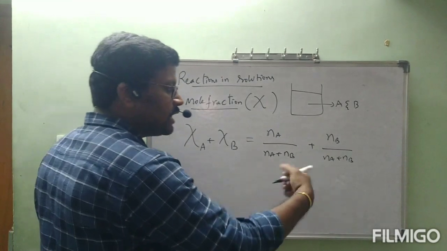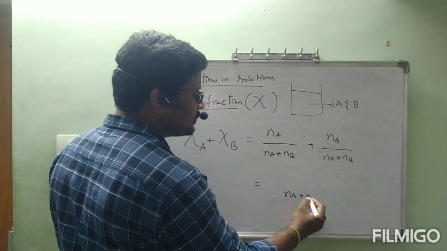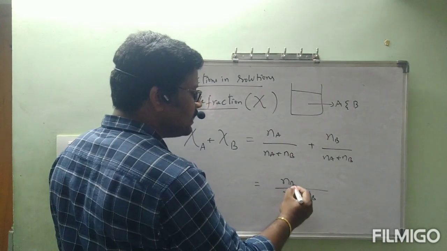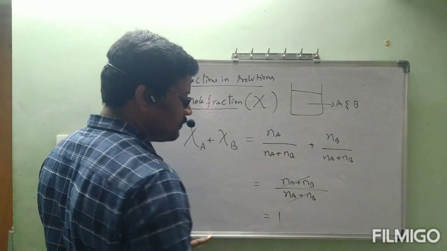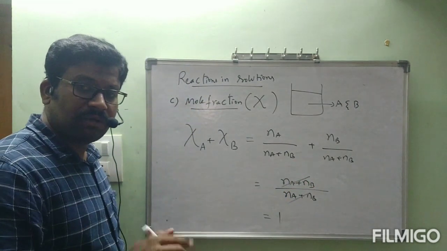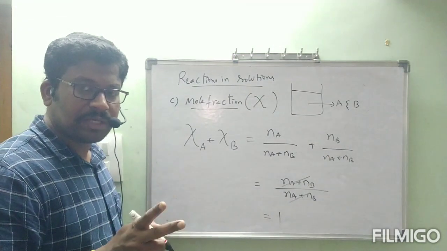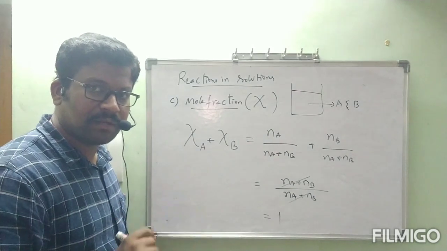Now, in the denominator both are the same, so the common denominator is Na plus Nb, and the numerator also gets added. Na plus Nb over Na plus Nb, both are the same, cancel, is equal to 1. So in a solution, if you have two components, the sum of the mole fractions of those two components is equal to 1.